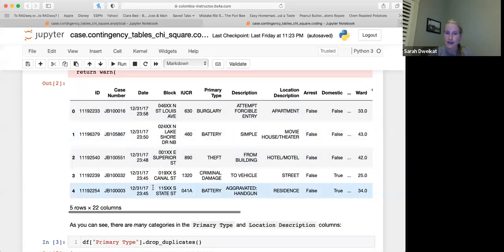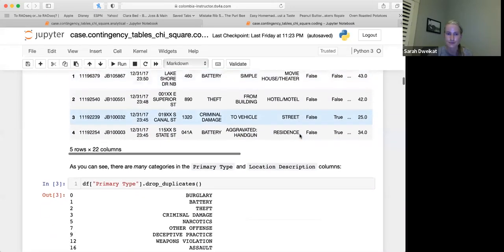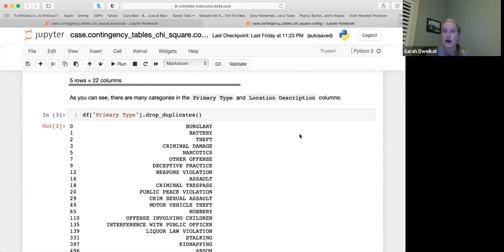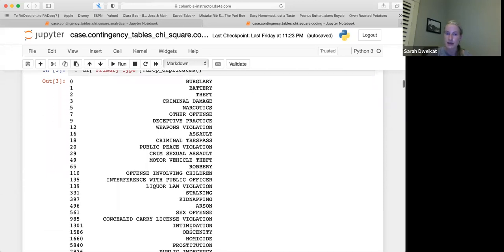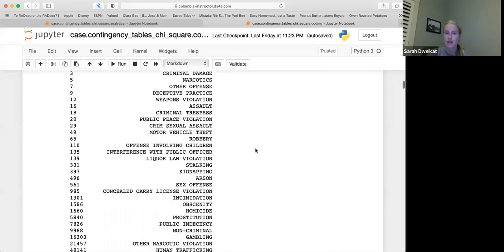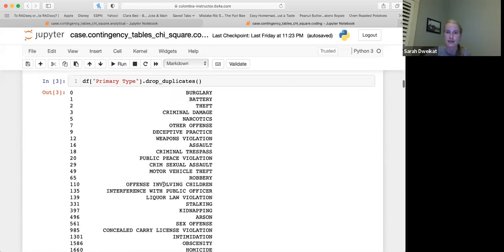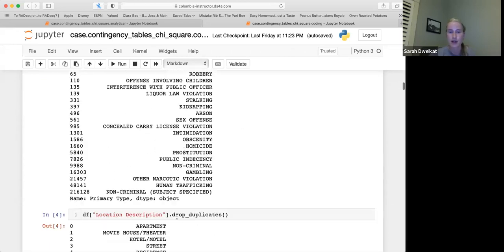We already went over this data set. What we care about is primary type and location description. If we wanted to look at all of the different categories that we have, we can do it this way. We can just say of the primary type column, we don't want any duplicates, we just want the unique values for the types of crime. This is a really big data set, and we want to know how many different categories we are dealing with, how many different types of crimes occur. You can see it's a lot of different crimes. There are a lot of different categories.